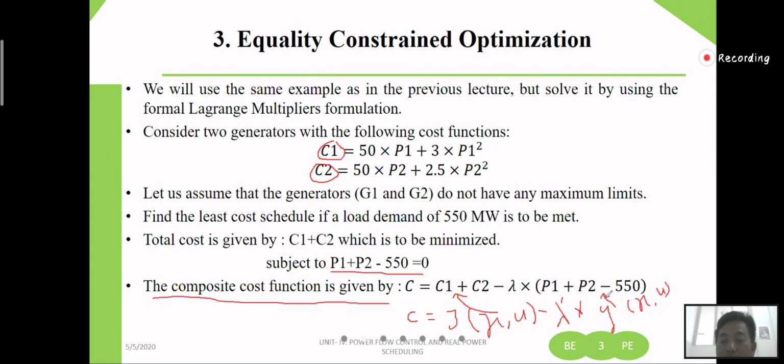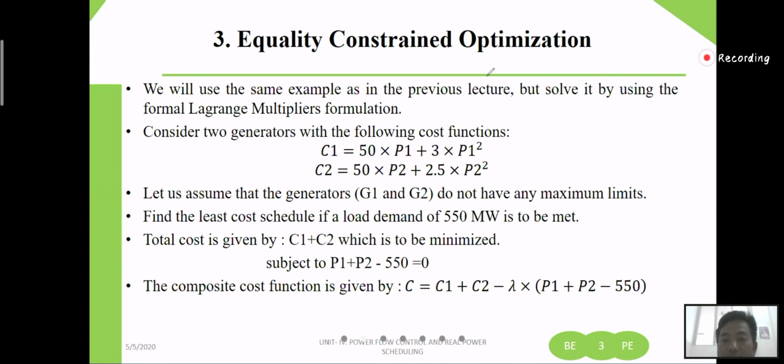When you carry out the optimization, as given in the standard step, the constraint has to be multiplied by a Lagrange multiplier lambda dash, but here I have used lambda, and then minus. This minus is the standard way to carry out the optimization considering the equality constraint. Okay, so this is how we have to form it.